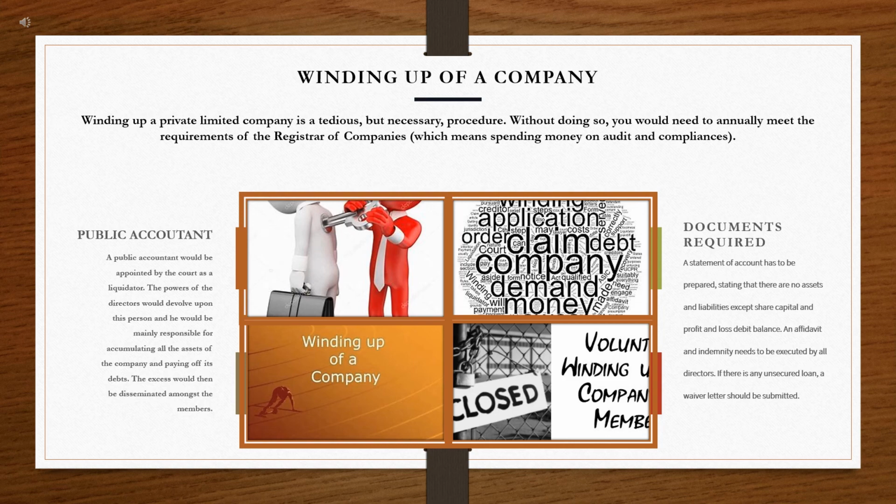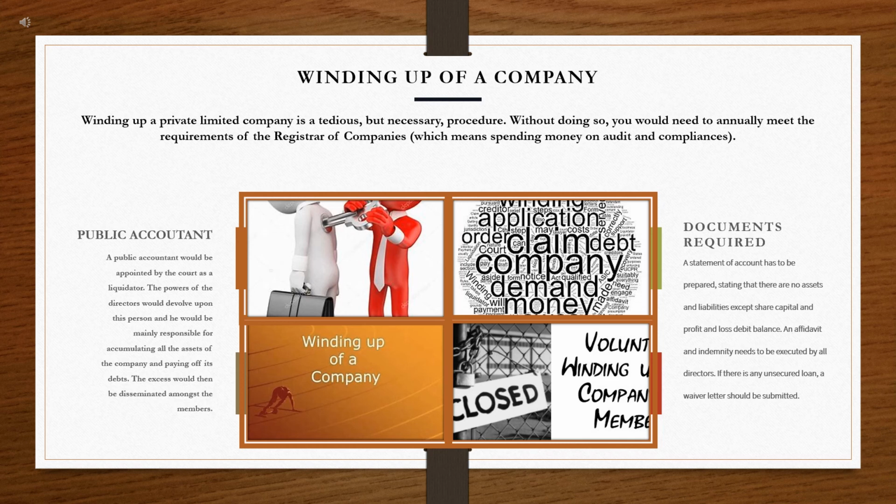What it includes. 1. Public accountant. A public accountant would be appointed by the court as a liquidator. The powers of the directors would devolve upon this person and he would be mainly responsible for accumulating all the assets of the company and paying off its debts. The excess would then be disseminated amongst the members.